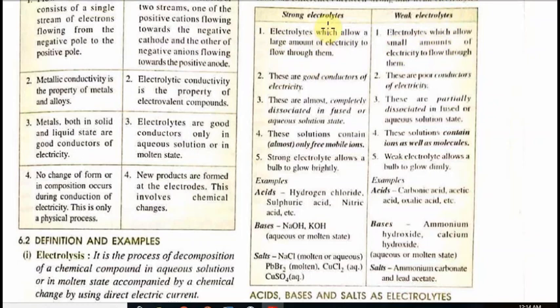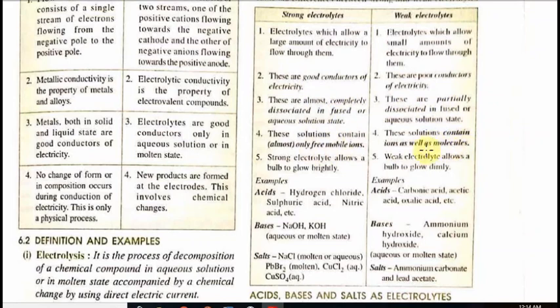Now a strong electrolyte is a very good conductor of electricity. A weak electrolyte is a poor conductor of electricity. A strong electrolyte completely dissociates. It means it produces a very large amount of ions. A weak electrolyte partially decomposes. Now this contains only ions. This contains ions and molecules.